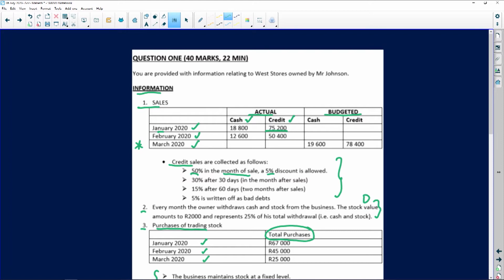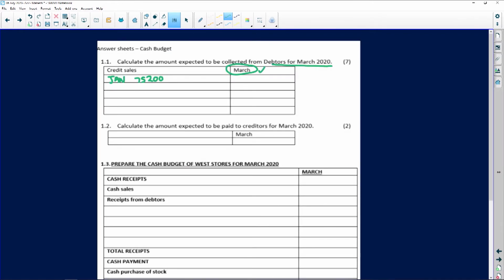Remember, if I'm selling in the month of January, which we're now looking at, 50% of my debtors will pay in January. Clearly my cash budget is for the month of March. So that 50%, I actually do not want the 50%, and I'm going to erase that. That 50% is not part of my budget, and I don't want the 50%.